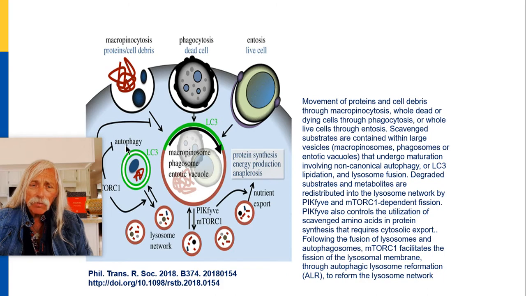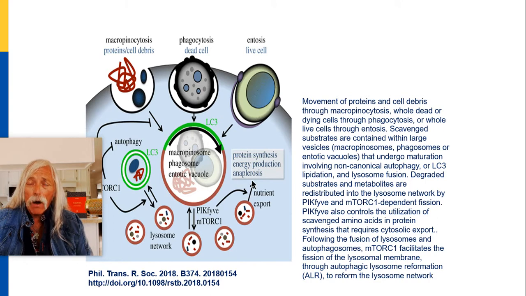So at the same time it's blocking endogenous autophagy, it's going to allow for the degradation of these extracellular components via macropinocytosis, phagocytosis, or entosis, because it's going to make these systems. It's going to have a lysosomal network. It's going to be in constant dynamic with this larger system. Ultimately, you're going to get a breakdown because of proteases, lipases, and glucosidases, eventually to low molecular mass organic compounds that can be reutilized for protein synthesis, for bioenergetics, and for something called anaplerosis.